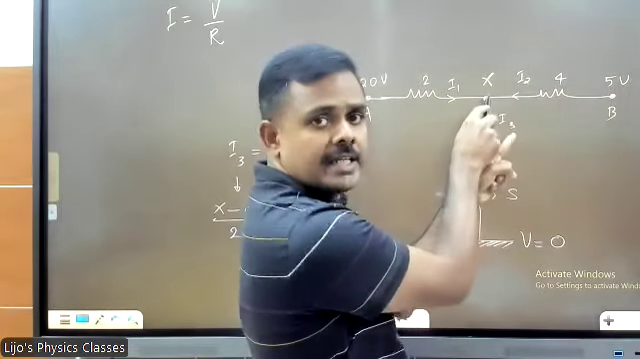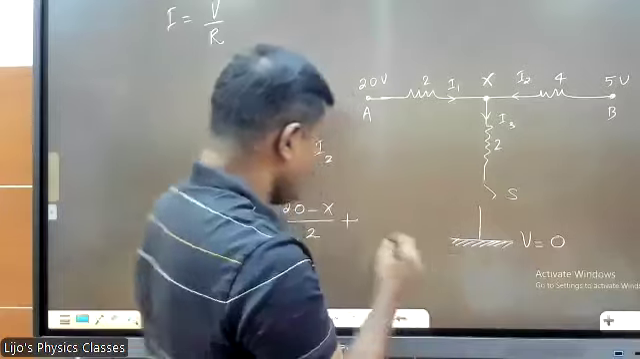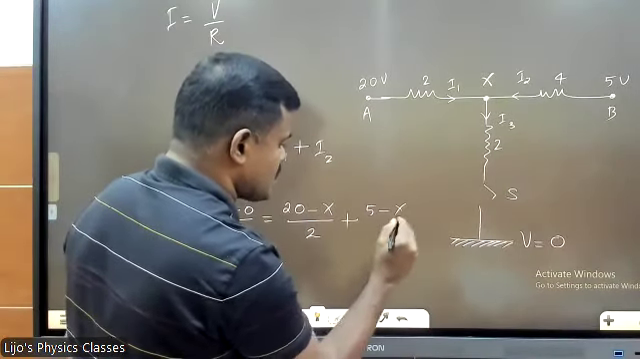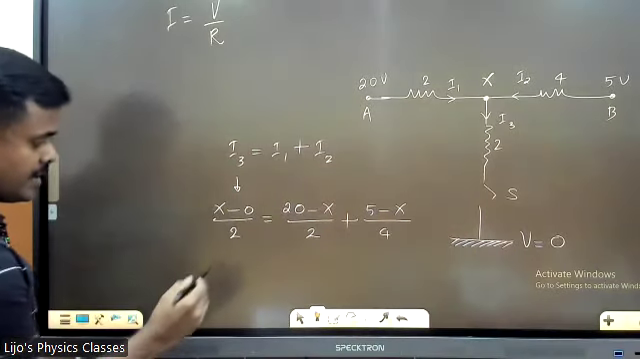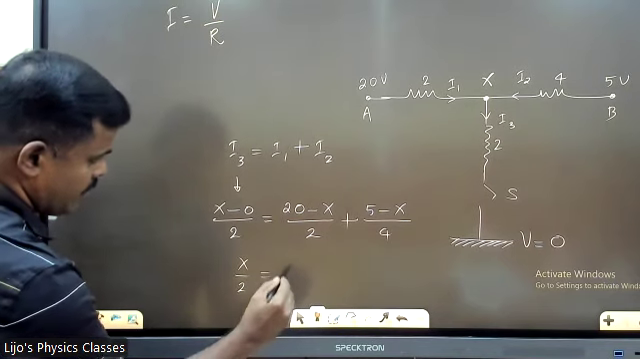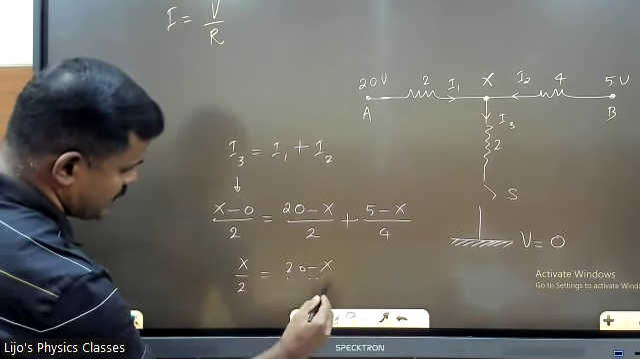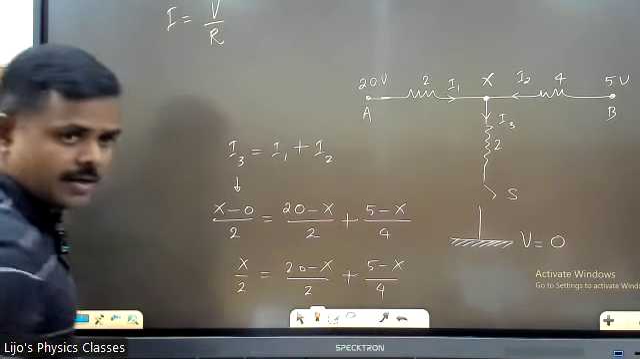What is the potential at this end? X. What is the potential difference? 5 minus X. So 5 minus X divided by the resistance there, which is 4. Let us simplify this. I'm going to take this as X by 2 is equal to 20 minus X by 2 plus 5 minus X by 4. I take the LCM.